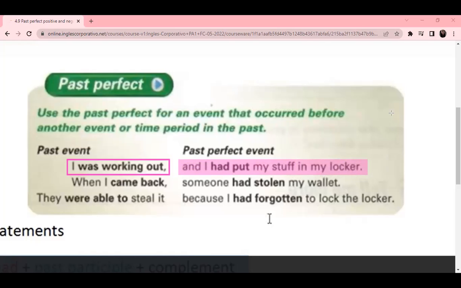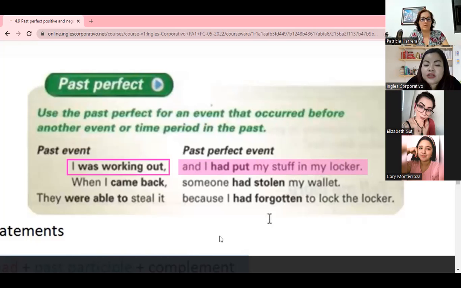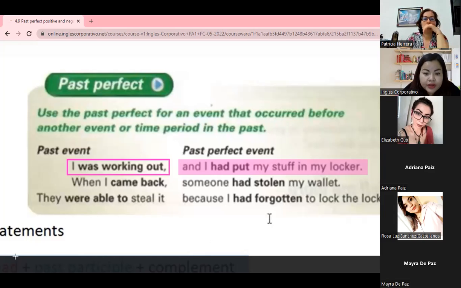So first, I have put my stuff in my locker, and then I work out. Someone had stolen my wallet, and then I came back and like, where is my wallet? Where is my wallet? Those are the scenarios that we need to remember at the time that we look at the past perfect.